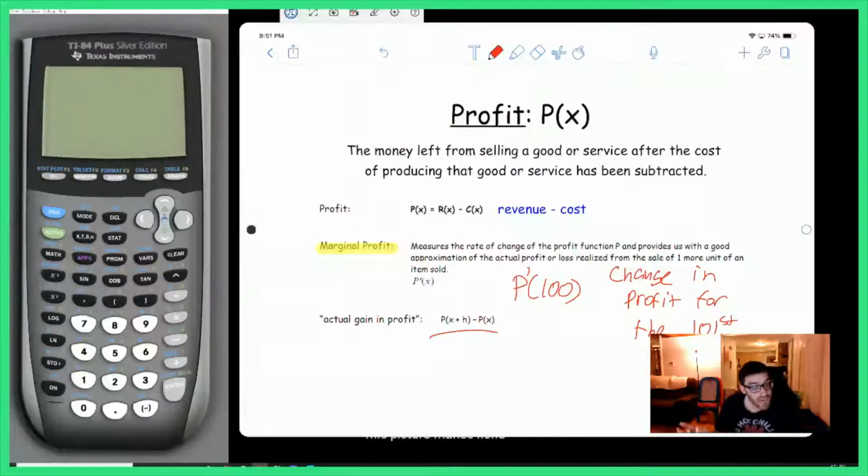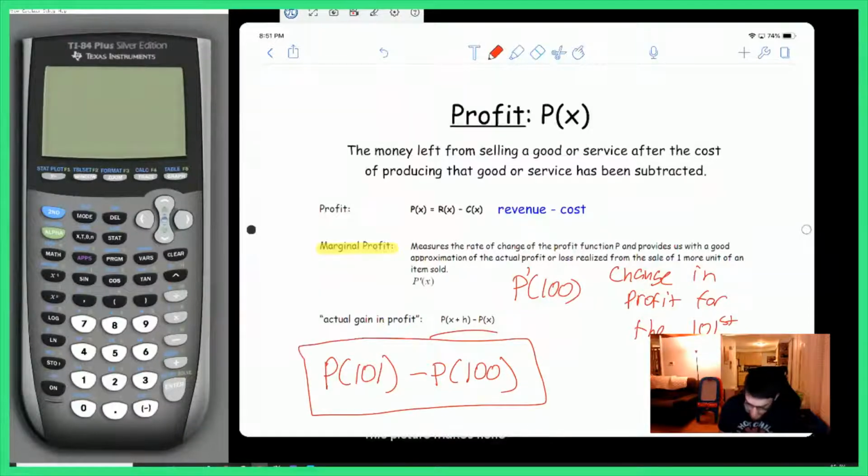Remember, you can actually find the actual gain in profit by simply taking P of x plus h. So in this case, it's just going to be the profit of 101 televisions, or whatever, items, minus the profit of producing 100. Very clearly, this will give us the actual value of that 101st item. Because if you take the profit of making 101 of them, and you subtract the profit of making 100 of them, then what you're left with is the profit of producing the 101st item, okay? So why do marginal functions exist? Because they're very easy to calculate for a large scale, all right?